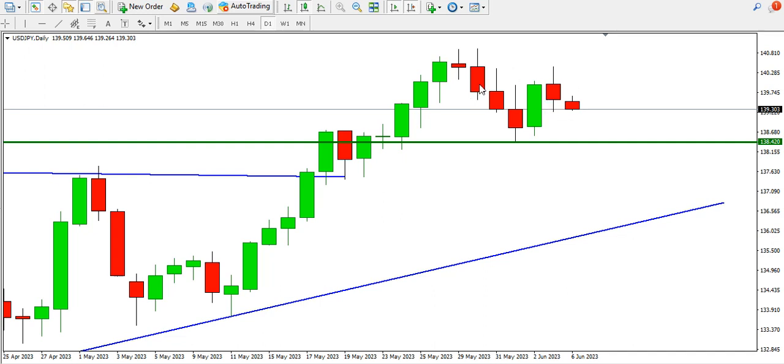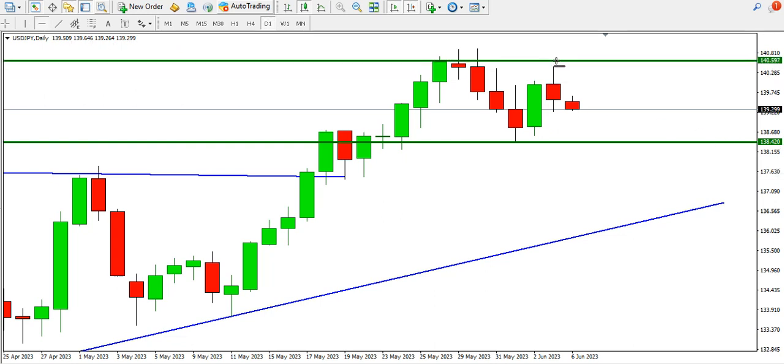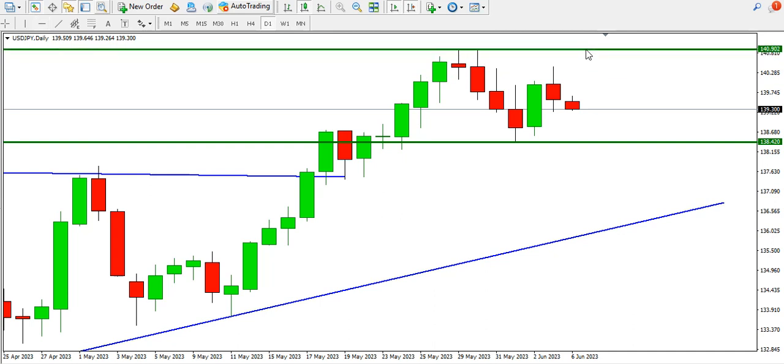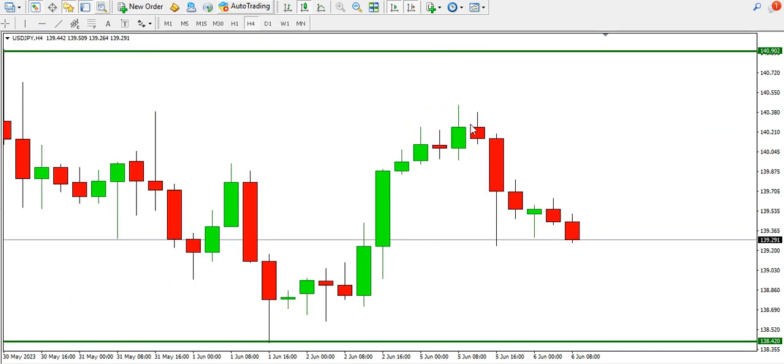On the daily time frame, the price of USDJPY is currently ranging, and the range bottom is at that 138.420 level. The range top is around the 140.9 level. So we might see price continue to range for now. Same thing with the 4-hour time frame.